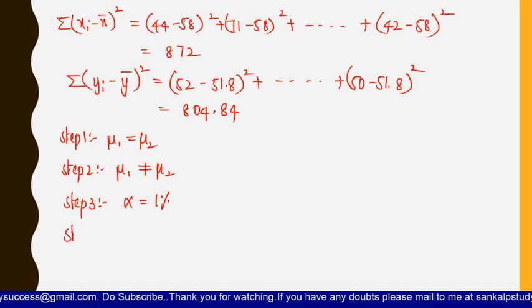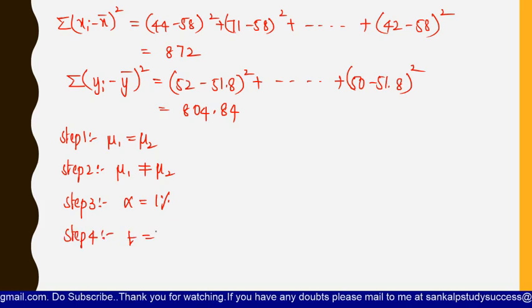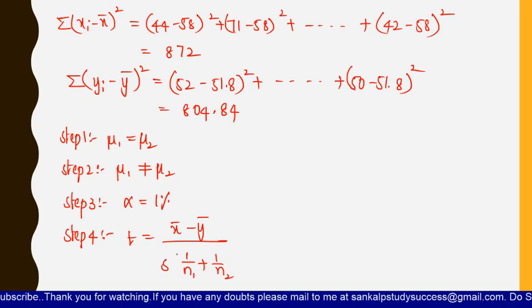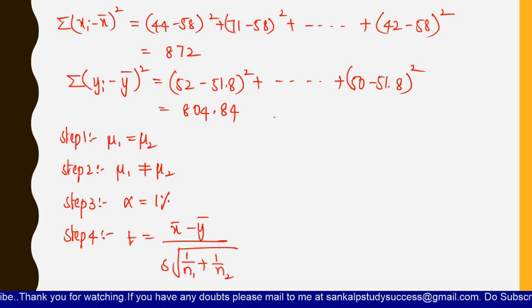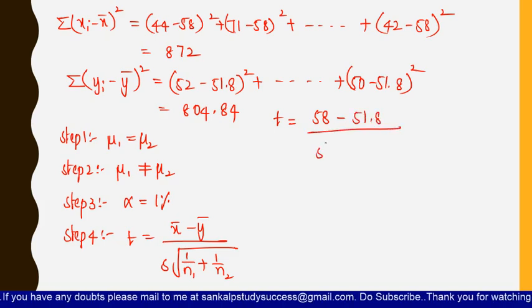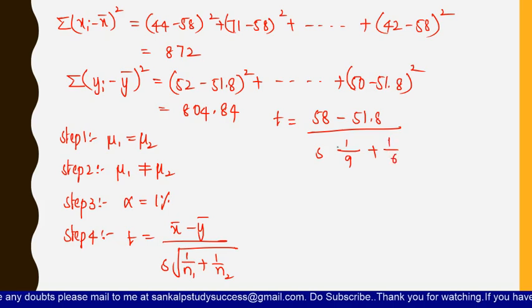Now we are going to find the test statistic, step 4, that is the t value. What is the formula of t? It is x bar minus y bar divided by s into square root of 1 by n1 plus 1 by n2. This is the formula. So now let us substitute all the values in t so that we can find the t value. Here we know x bar is 58 minus 51.8 divided by, we didn't find s yet, right? So 1 by n1 is 9 and n2 is 6. So square root of 1 by 9 plus 1 by 6.